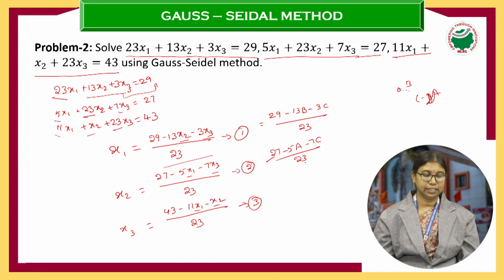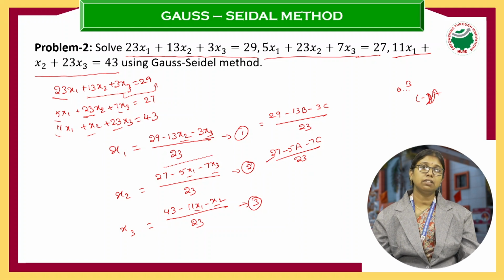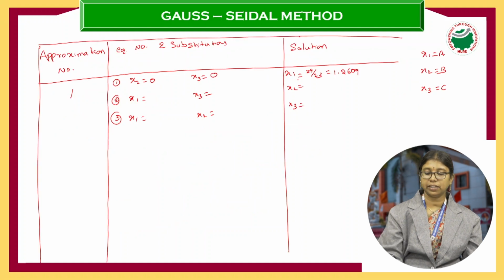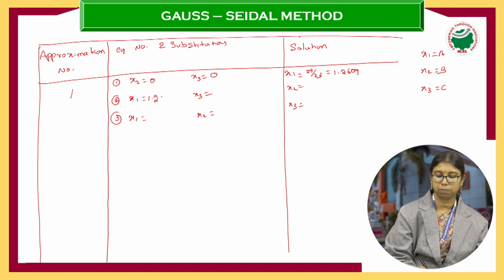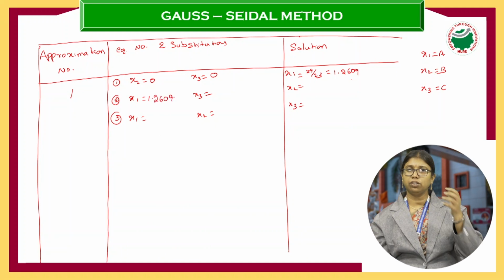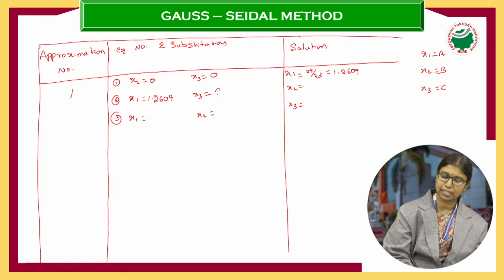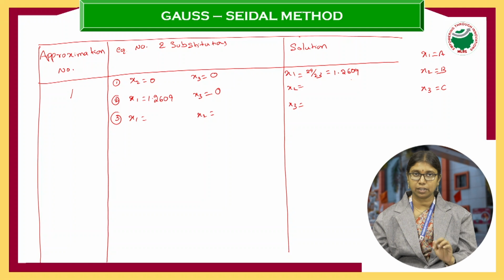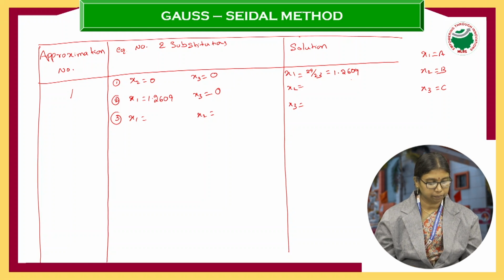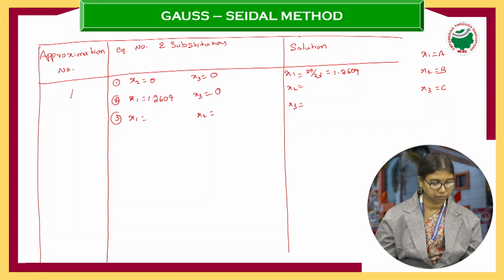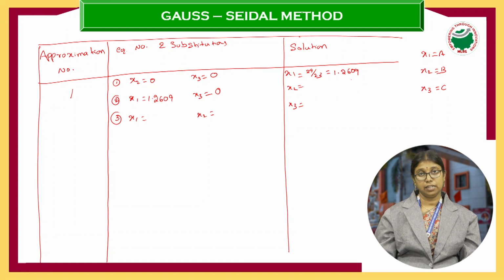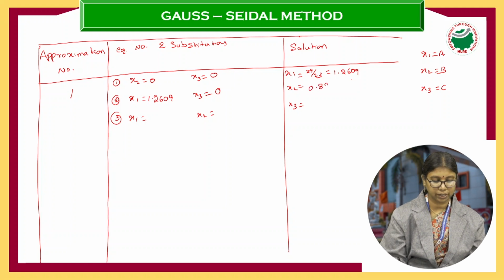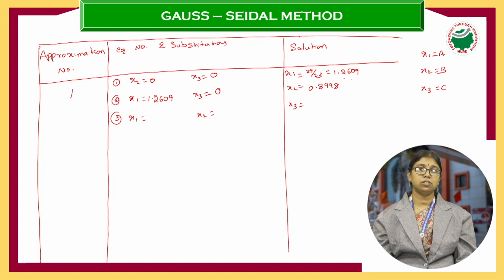Your denominator is 23. Now here you have to enter the values of A and C, that means x1 and x3. So what is the latest value for x1? The latest value for x1 is 1.2609. Still we don't know anything regarding x3, so take x3 as 0. Now press the calc button, then it asks A, A is x1, that is 1.2609. Next C, that is x3, 0. Now you will get the x2 value as 0.8998. This is the x2 value.